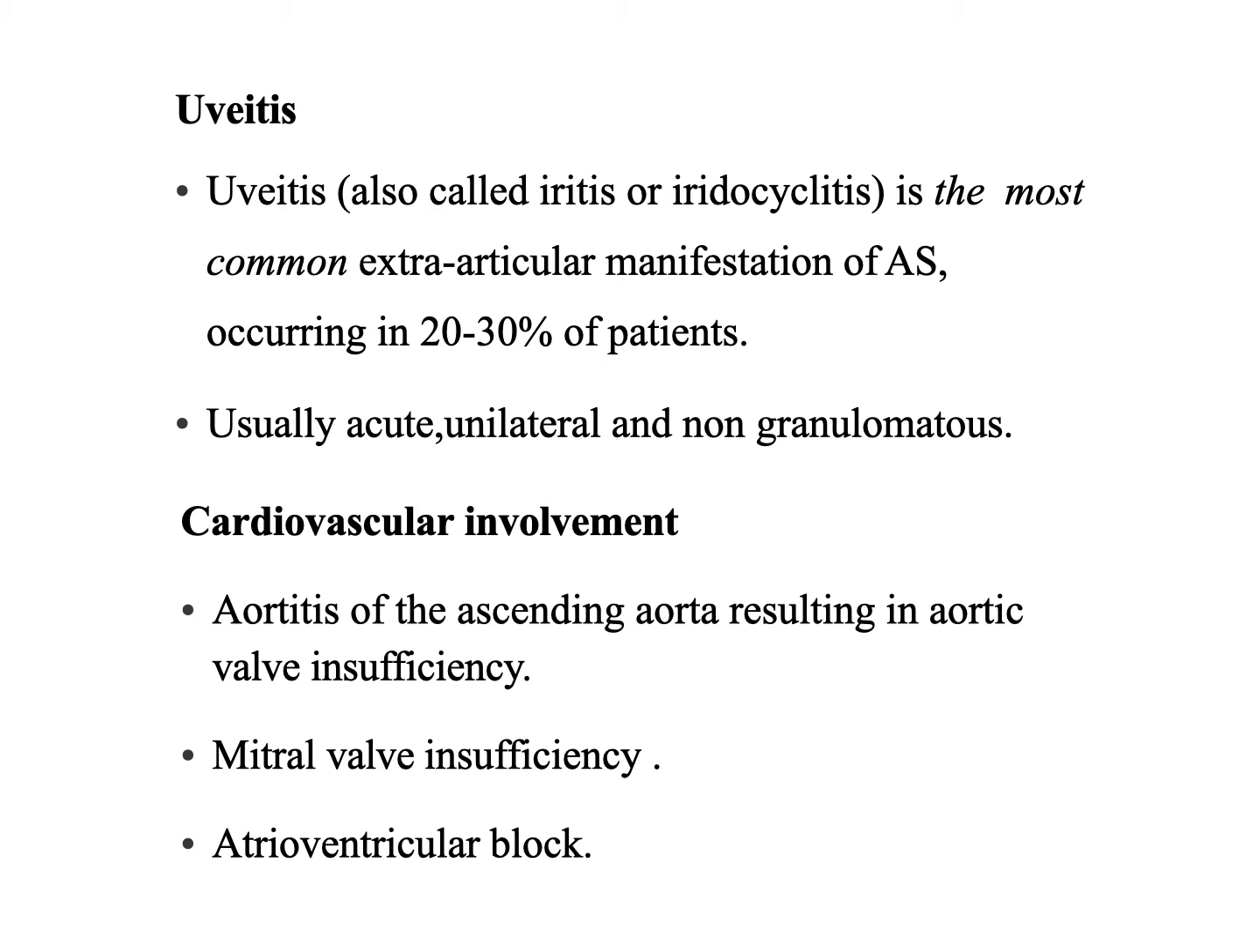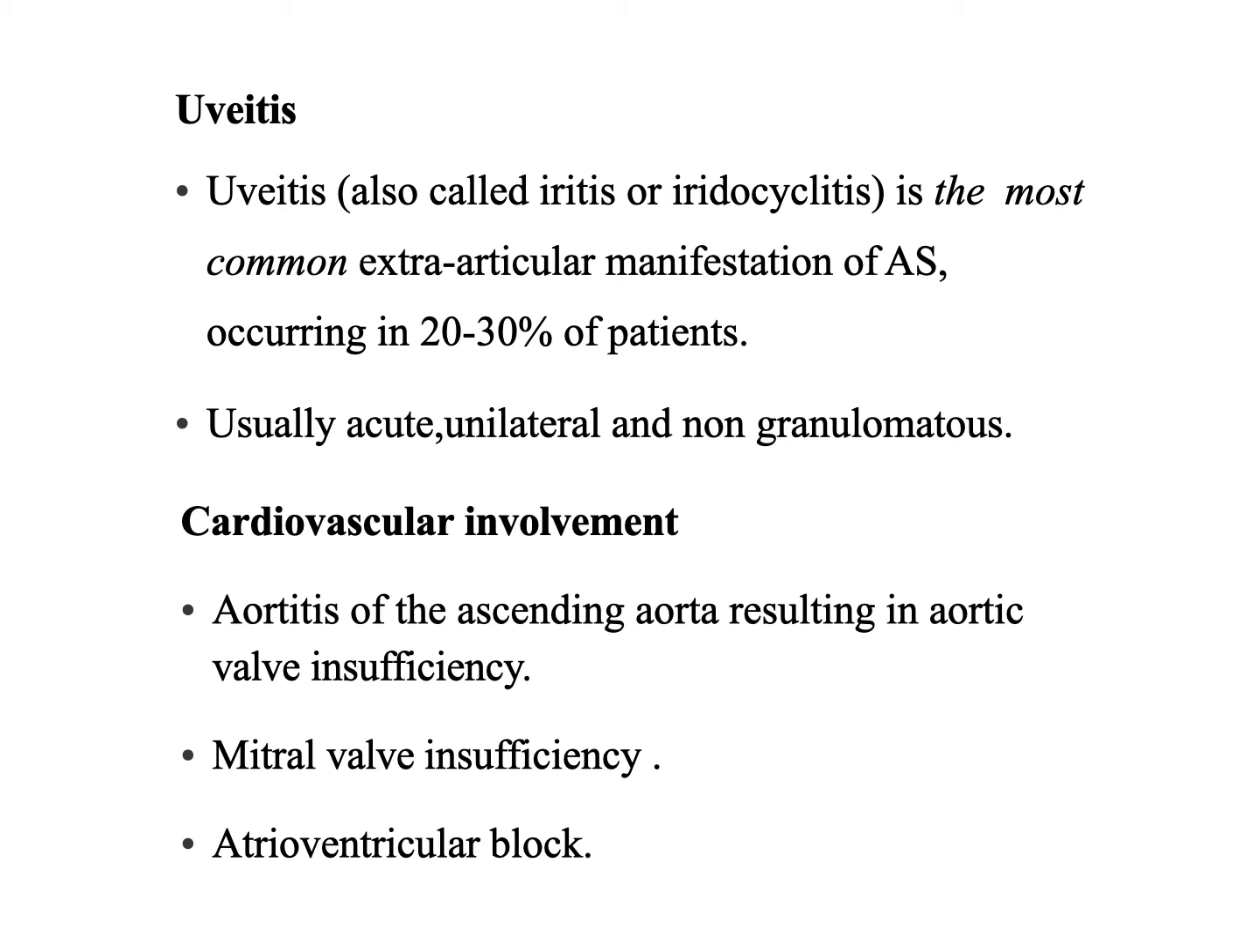Uveitis is also called iritis or iridocyclitis. It is the most common extra-articular manifestation of ankylosing spondylitis, occurring in about 20 to 30% of the patients. It is usually acute, unilateral, and non-granulomatous.